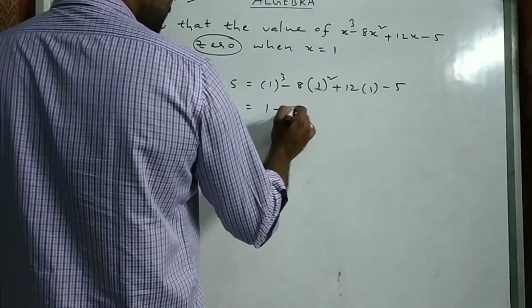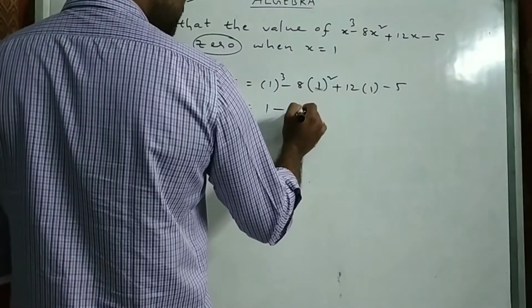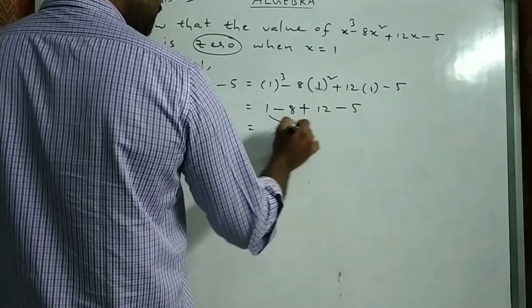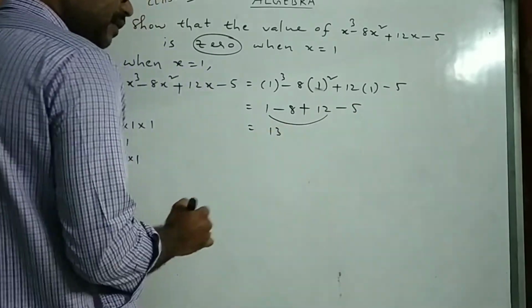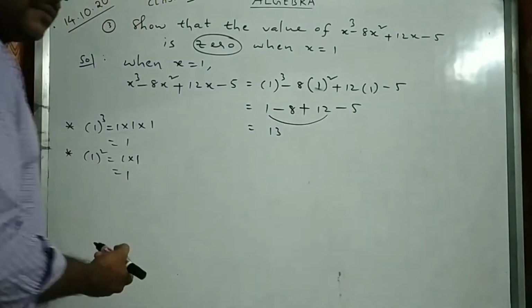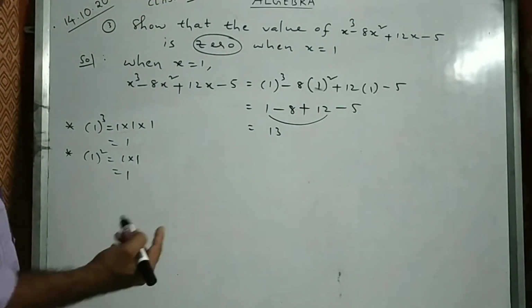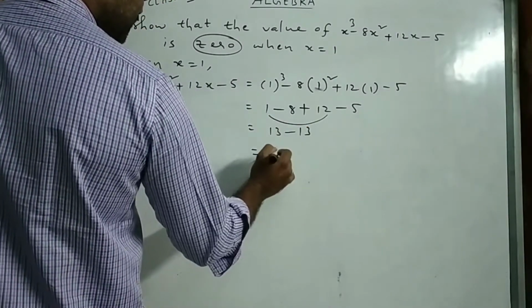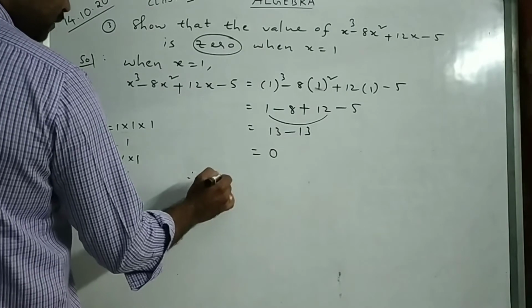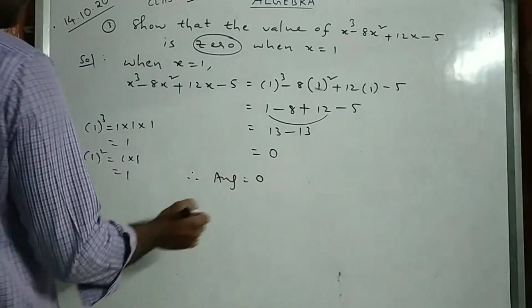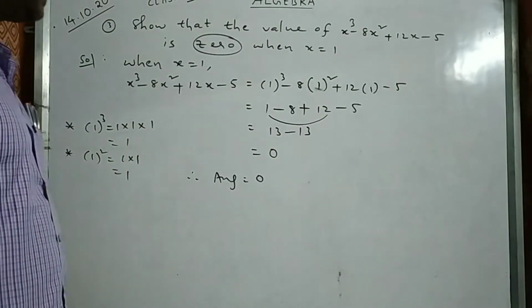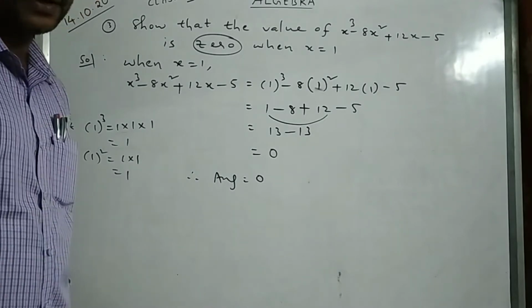So 1 minus 8 into 1, 8, plus 12 ones are 12, minus 5. 12 plus 1 how much? 13. Minus 8 minus 5. Same symbols. What should you do? Add and write same symbol. Minus 13. 13 minus 13, 0. Therefore, what is the answer? 0. So, we showed that the value of given cubic expression at x equal to 1 is 0.